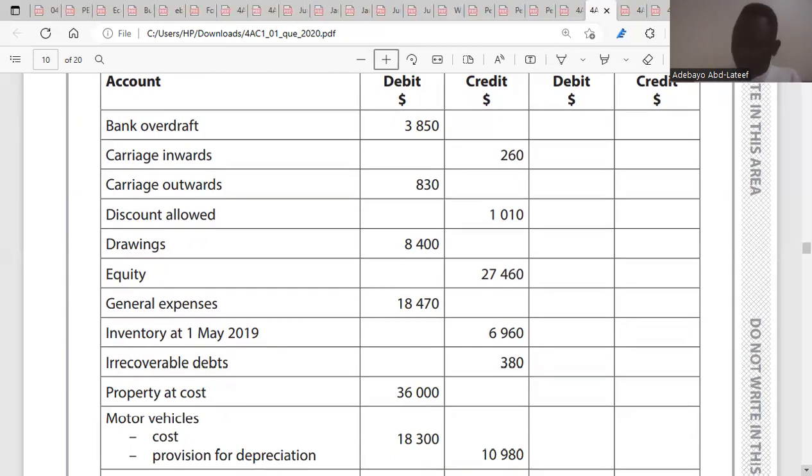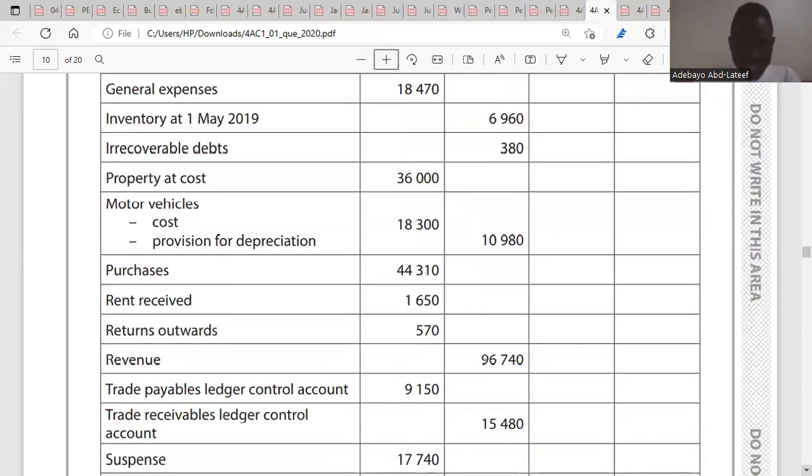Irrecoverable debts on the debit side. Property at cost on the debit side. Motor vehicle on the debit side. That's motor vehicle at cost on the debit side. There's provision for depreciation. Look at your motor vehicle here. You have the cost of motor vehicle. It's an asset, so it's going to be on the debit side.